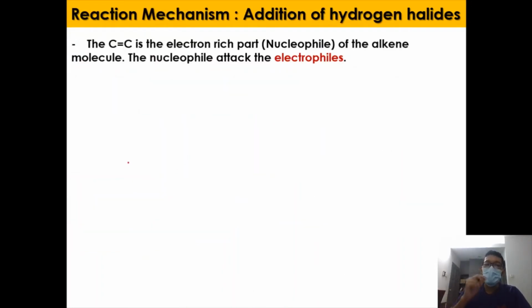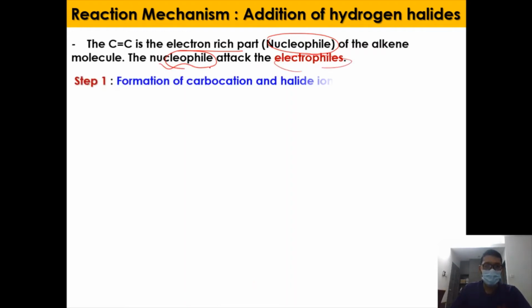Now we're gonna look into the reaction mechanism. So for the addition of hydrogen halide, we need to know the mechanism. So we know that the carbon-carbon double bond is the electron-rich part, which is our nucleophile of the alkene molecule. So the nucleophile will attack the electrophile. Okay, so for step number 1, we have the formation of carbocation and the halide ion.